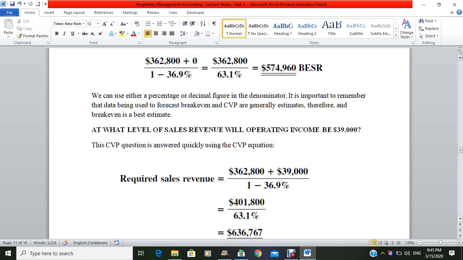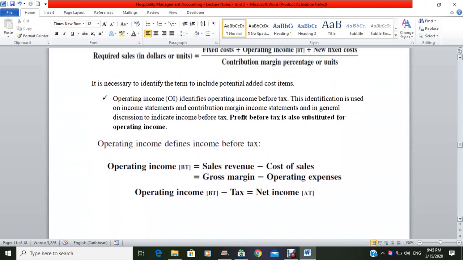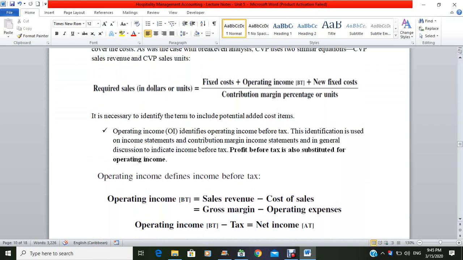At what level of sales revenue will operating income be 39,000? That means what level of sales revenue will you need to have an operating income of $39,000? Alright? Now we can use the equation at the top. Let's remind you. The equation says required sales equal fixed cost plus operating income before tax plus new fixed cost, divided by contribution margin percentage or units.